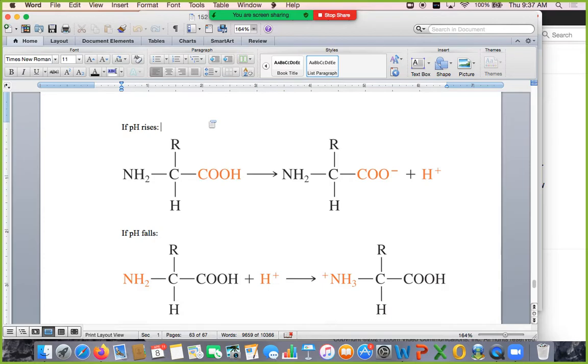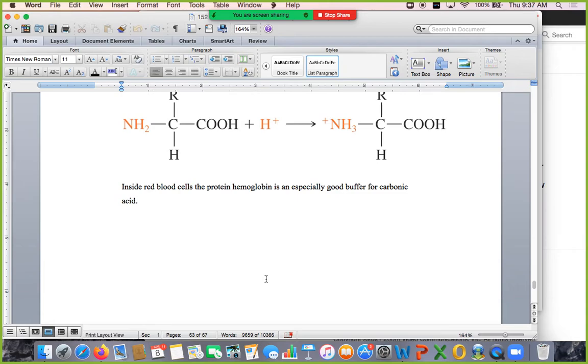So they can provide a free hydrogen by losing this H from the COOH, or if the pH drops too far, meaning it's acidic, we can absorb some of those hydrogen ions on the amino group and pull that in. Okay, so this is a nice protein buffer system in that we can release hydrogen if we need it or pull hydrogen in if we have too much of it.